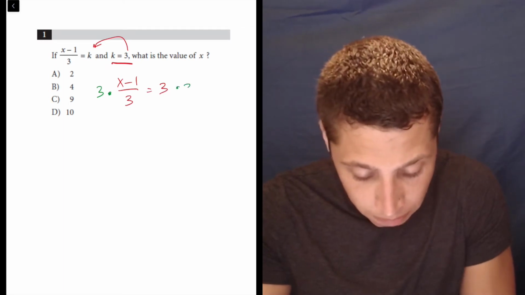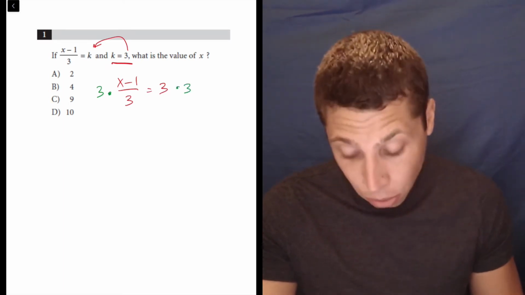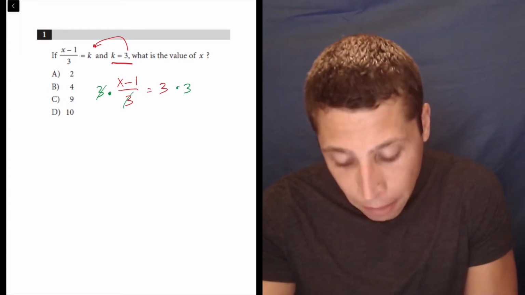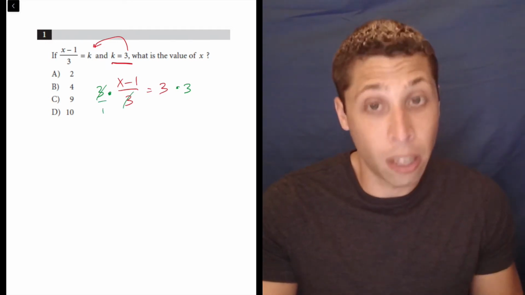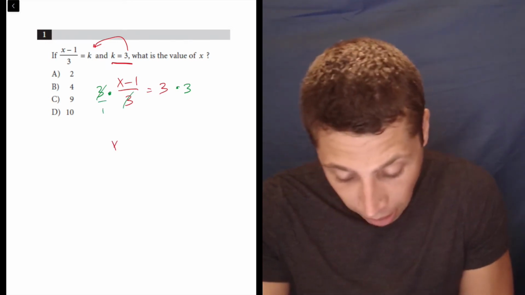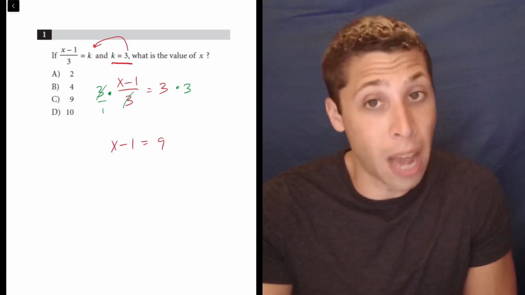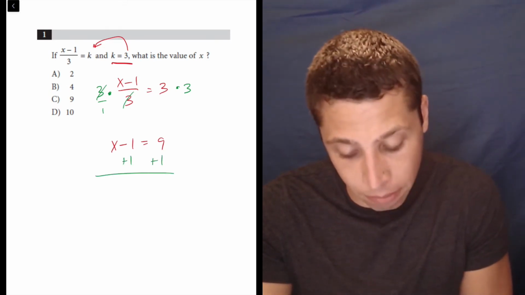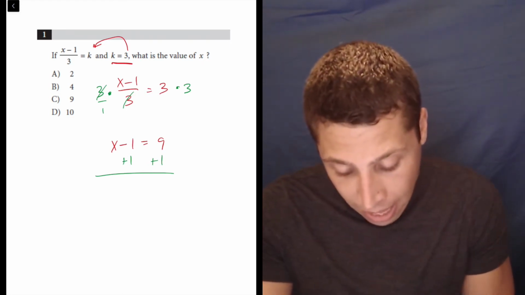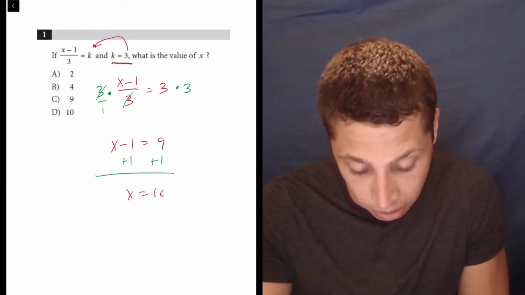And so we just want to multiply both sides by 3, and a 3 on the top and a 3 on the bottom makes that go away. And so that leaves us then with x minus 1 is equal to 9. And then the final step here is do the opposite to get rid of the 1. Instead of subtracting it like it is, we add it, and we end up with x is equal to 10.